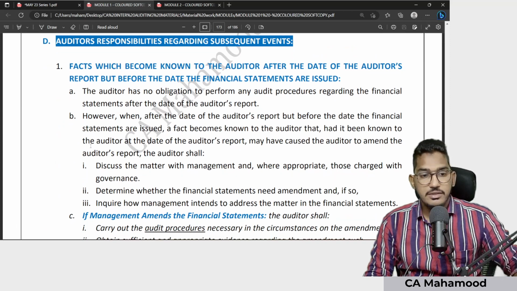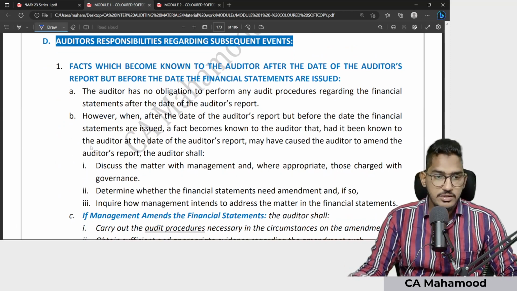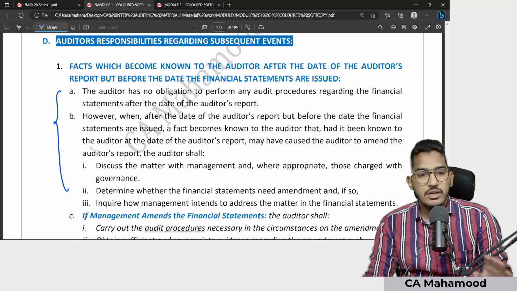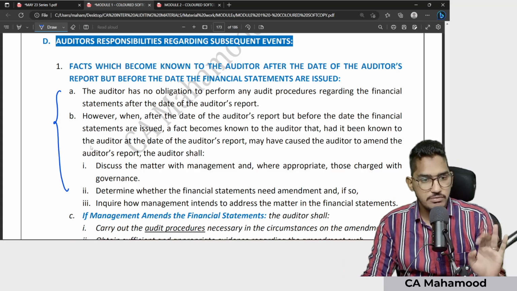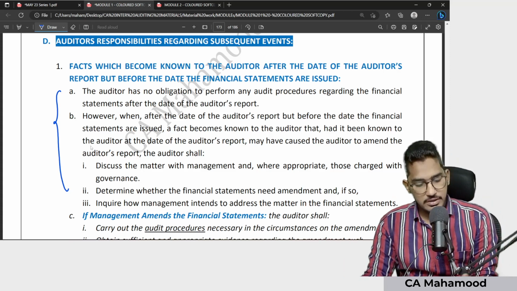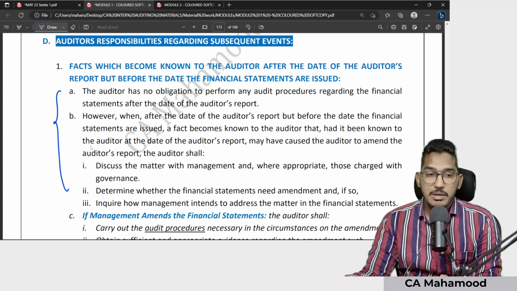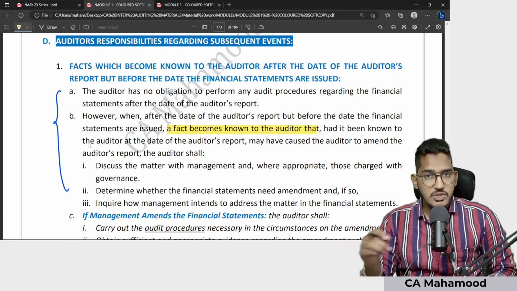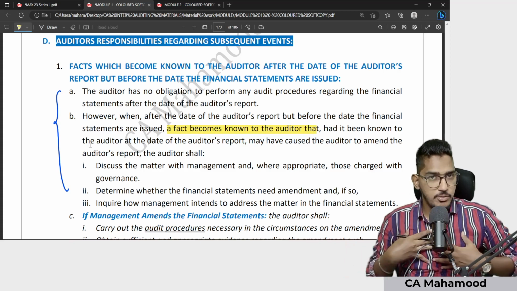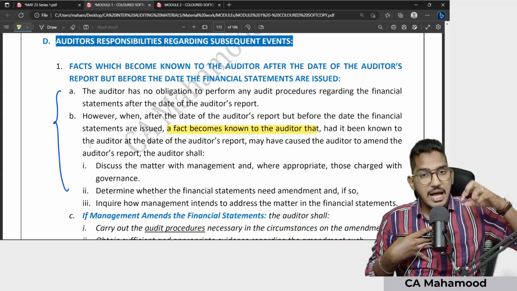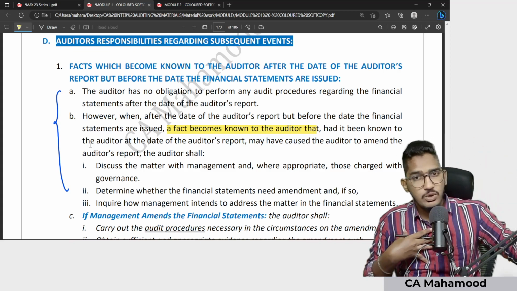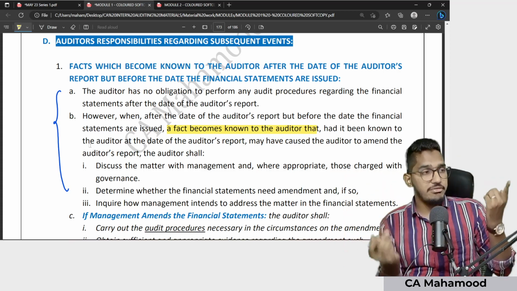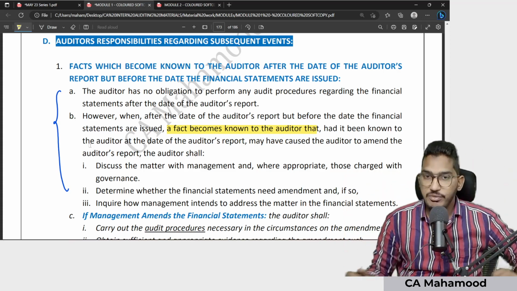So what they are talking about, this paragraph they are representing as it is. As we have mentioned, generally the auditor has no obligation to perform any audit procedure once the audit report is signed. However, after the date of the auditor's report but before the financial statements are issued, if a fact becomes known to the auditor, that means once you sign the audit report, after that you came to know about any fact, and if you believe that had I known this fact at the time of signing the auditor's report, I would have given some other audit report, I would have amended my auditor's report. Such a fact came to your knowledge after the date of the auditor's report.